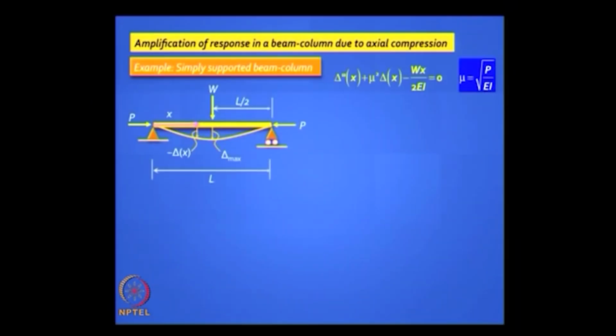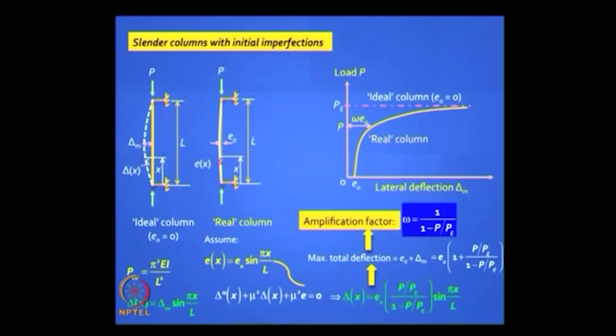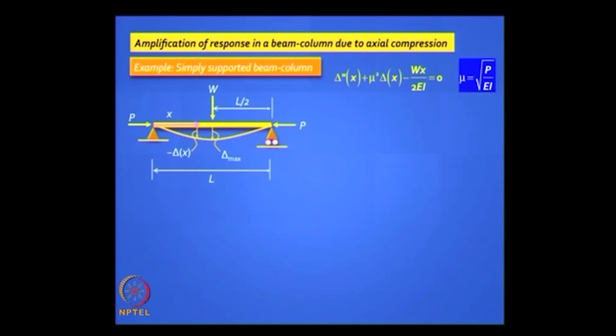If P is 0, what is delta max? W L cube by 48 EI. If you remember the formula, W L cube by 48 EI. Do you think it will increase when I put P? How much do you think it will increase? By that factor which we looked at, that is a good guess, by omega. 1 divided by 1 minus P by PE is the increase I will get in deflection. Actually you can prove it. So let us do that.